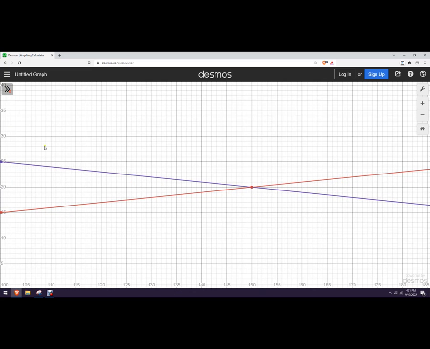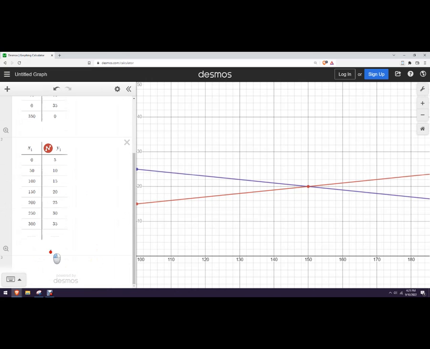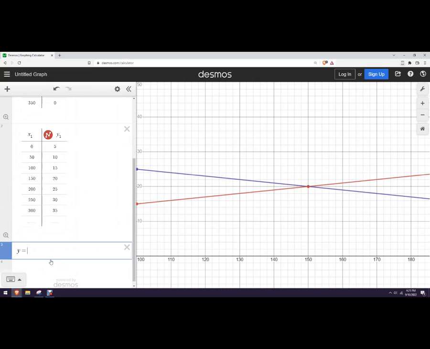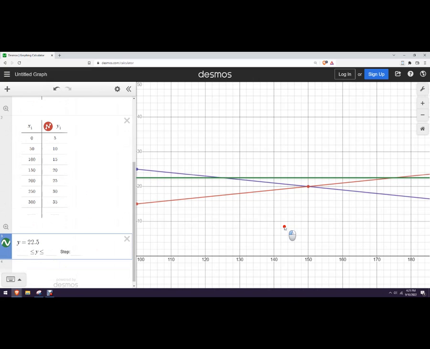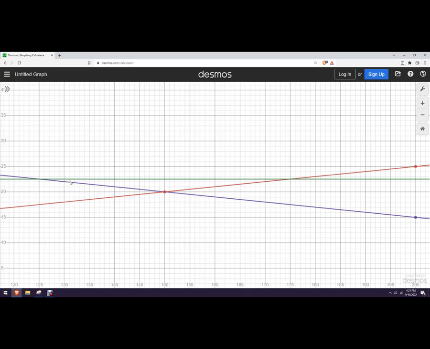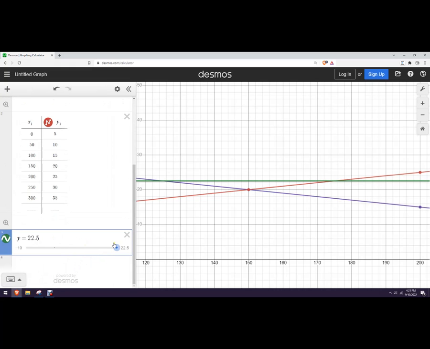And I can actually draw on this. I could say it was y equals 22.5, and then that'll give me a line. I can see where that is. Where does that hit right there? That would be 125 units purchased, and all the way over here, that would be 175 units sold. Okay, so right there. So it's a surplus of 50. Okay, so let's get rid of that line.